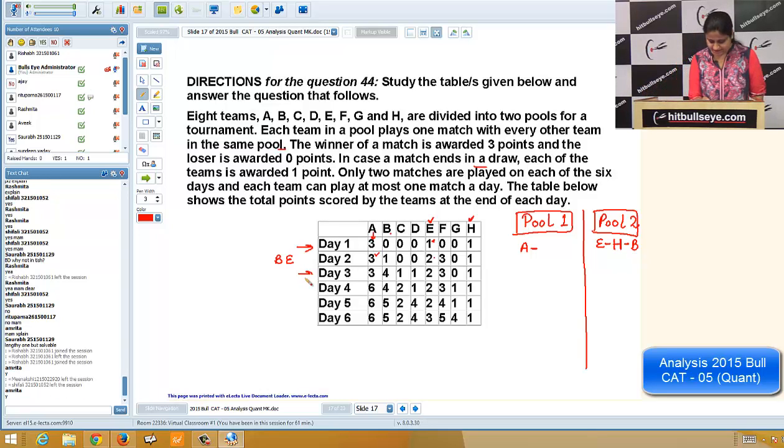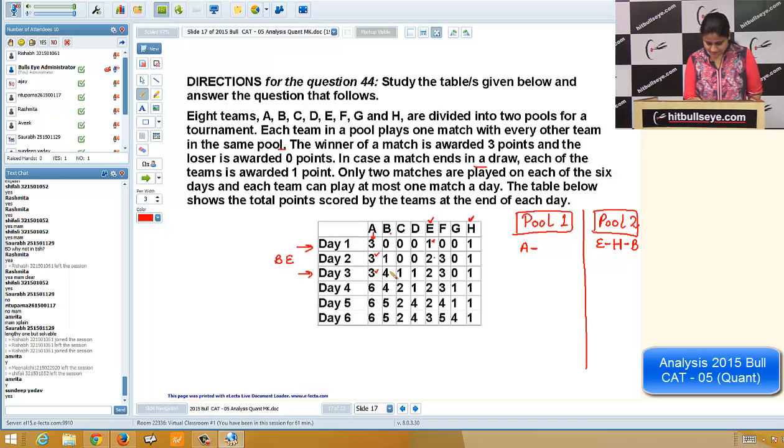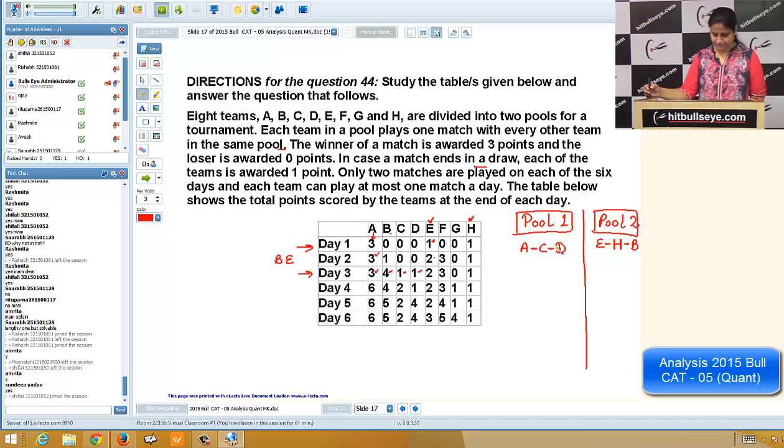Yes. Coming to day 3, A, same data. B is the winner. C is getting 1 point. D is getting 1 point. It means C and D belong to the same pool. We cannot place C and D in pool 2 because already we have 3 teams there. So teams C and D will belong to pool 1, where we have already taken A.